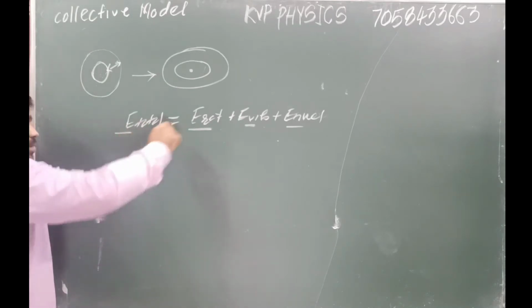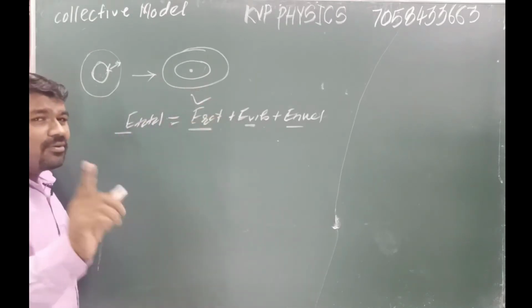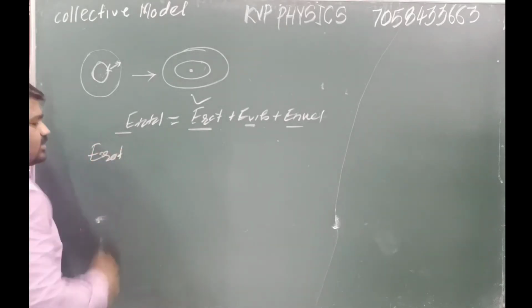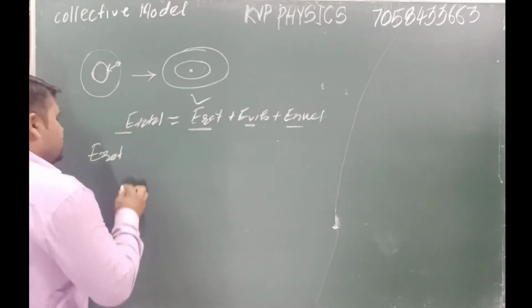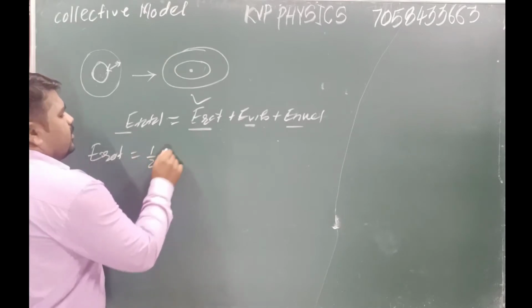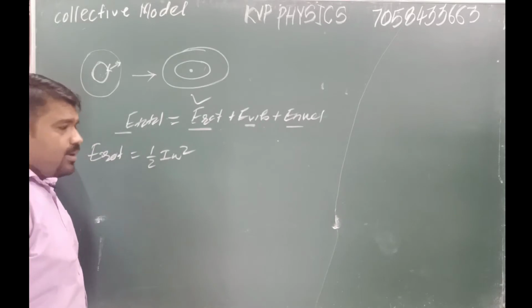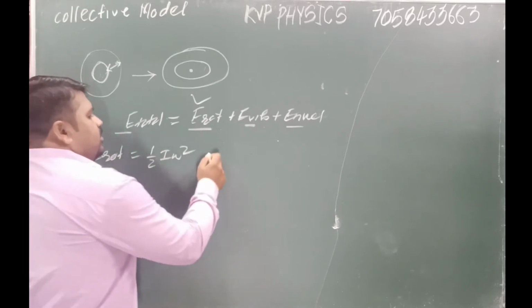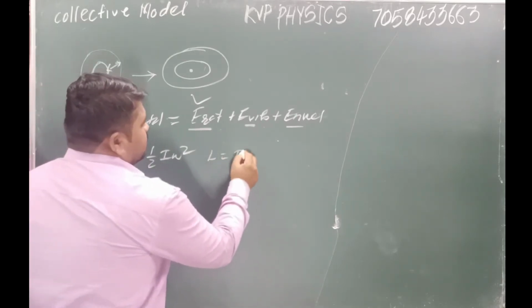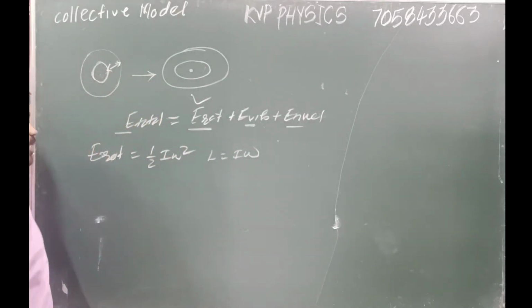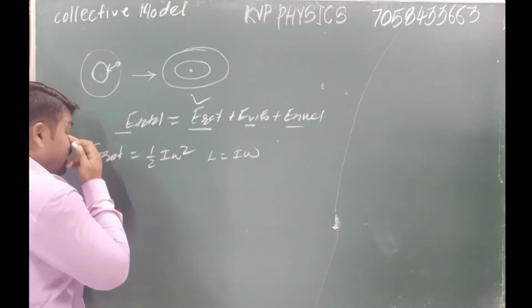Today I'll focus only on the rotational energy. We know that E rotational is equal to 1 by 2 I omega square. And we know that the angular momentum L is equal to I omega. Now suppose we multiply and divide by I.